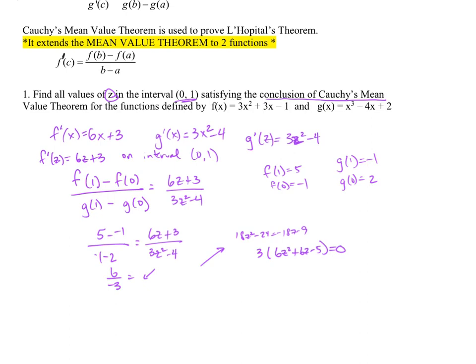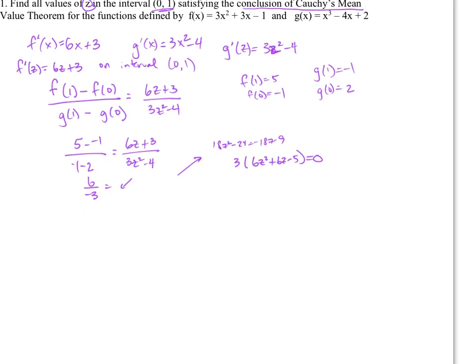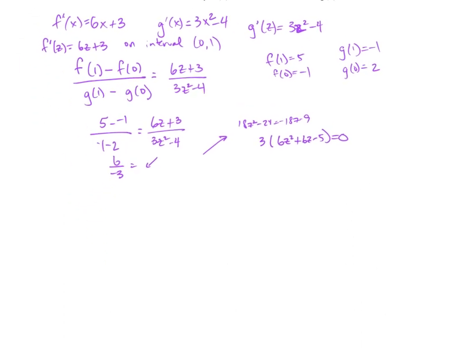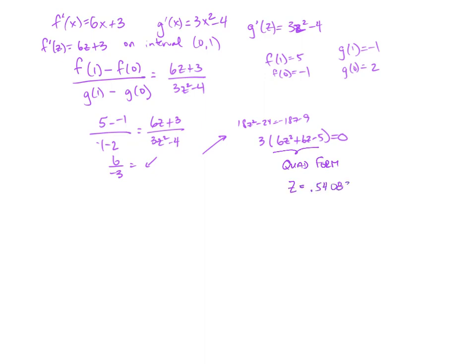So now what we can do is take this right here and apply the quadratic formula to it to solve for the zeros, and I will get z as being 0.54083. And this is the only answer that's in the domain from 0 to 1. So if you get multiple answers, just look for the one that's in the domain. And there we go. So hopefully this helped.